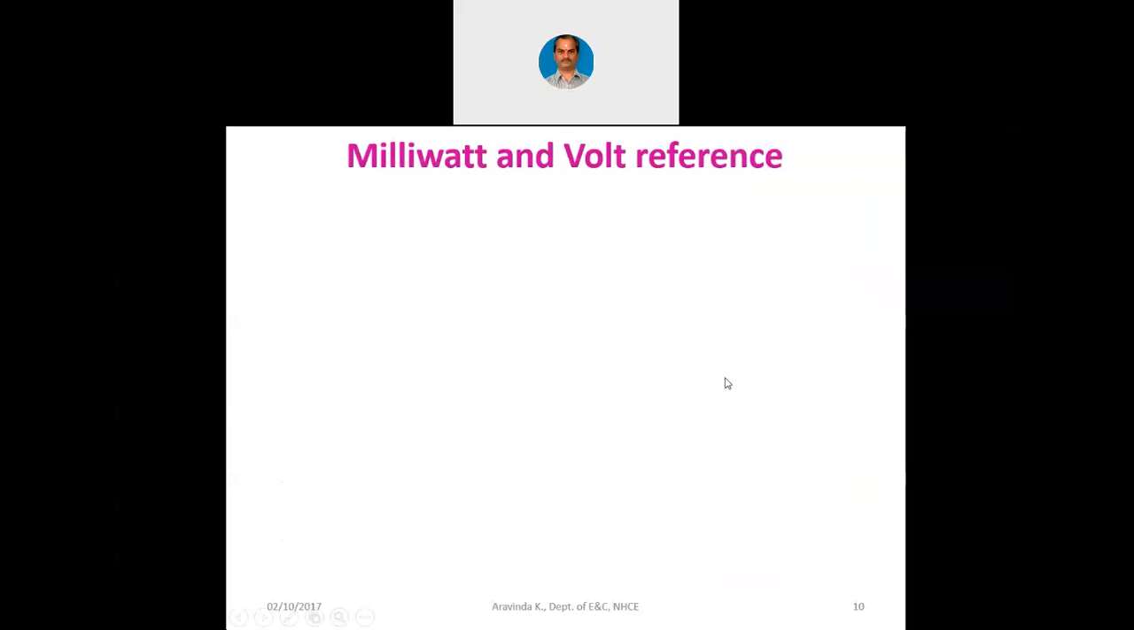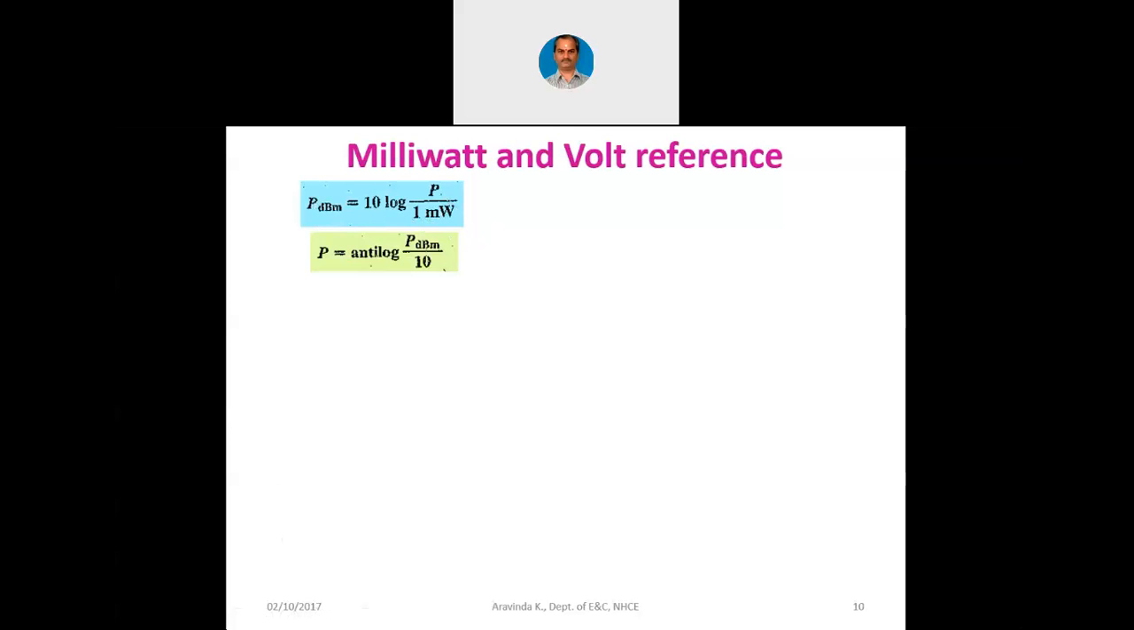Let us see milliwatt and volt reference. We have been seeing watts till now. Let us see milliwatt. There is something called dBm, decibel with respect to milliwatt. P dBm is 10 log of P by 1 milliwatt. Now, why are we measuring 1 milliwatt?